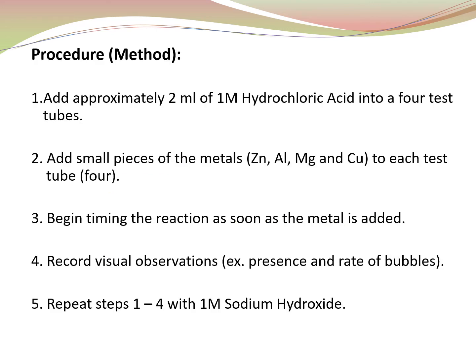So the procedure of the reaction, guys, we follow these steps. Basically, we take 4 test tubes and add 2 milliliters of the HCl or hydrochloric acid, 1 molar, which means it's a very strong acid, in all of the 4 test tubes. Then add the 4 metals that we have, small pieces of zinc, aluminium, magnesium, and copper, to each of the 4 tubes. Begin the timer for the reaction.